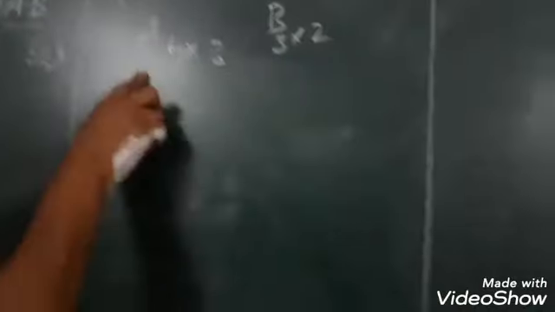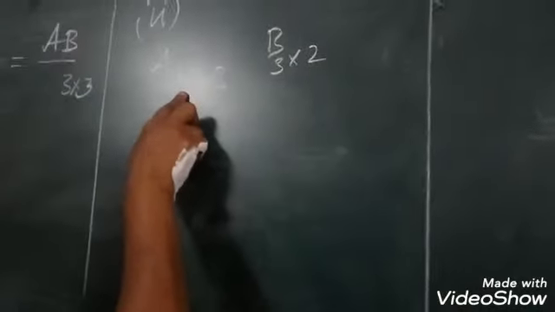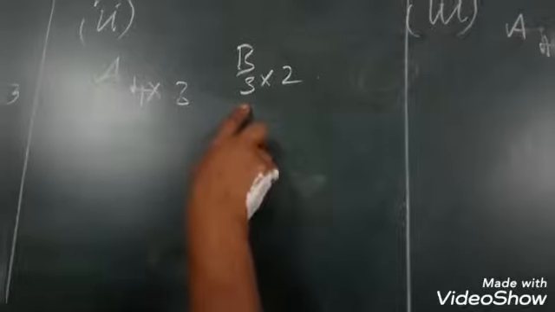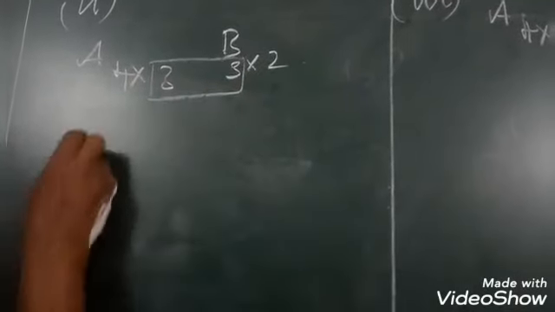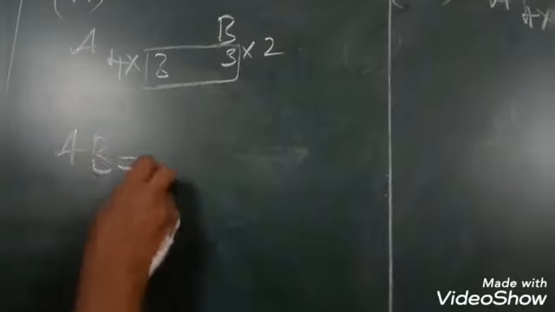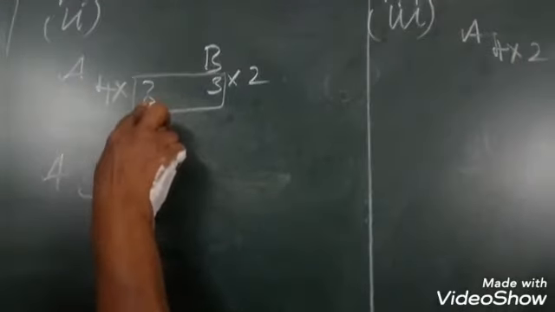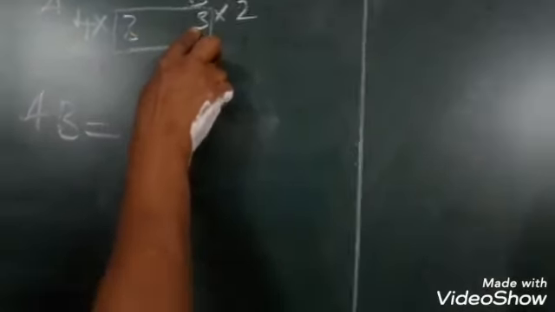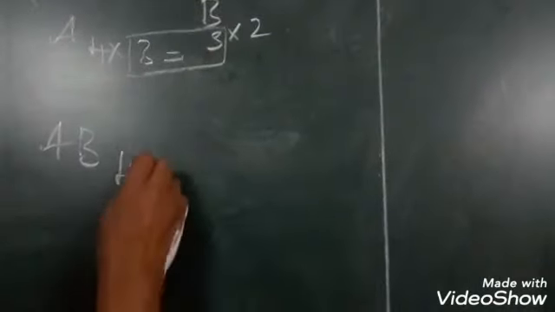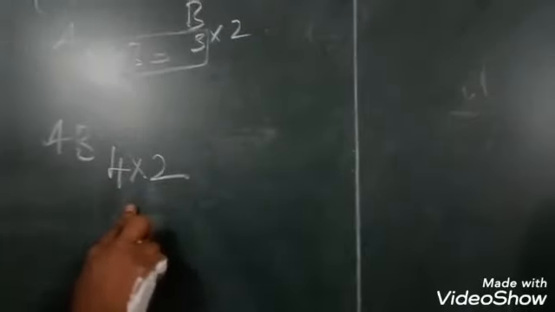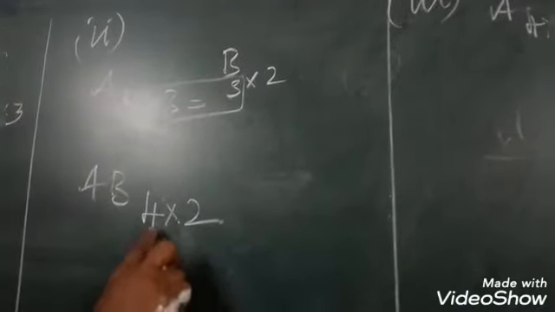Next, see the next one. A order is 4 cross 3, B order is 3 cross 2. Now see girls, if you want to multiply AB, the first matrix column and the second matrix row, both should be equal. So the multiplication of AB is 4 cross 2. The answer, the order of the matrix, is 4 cross 2.